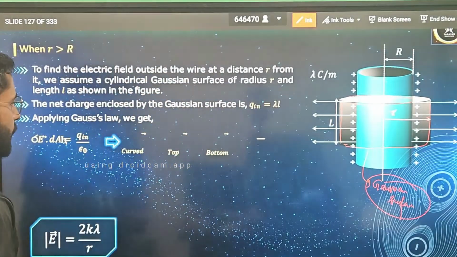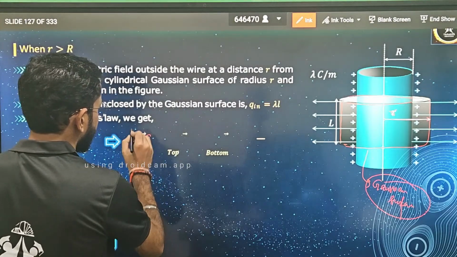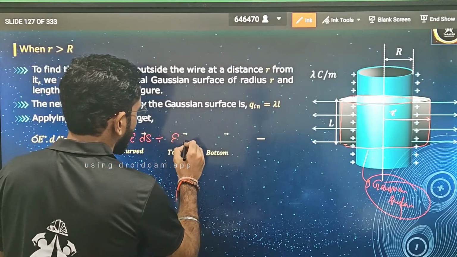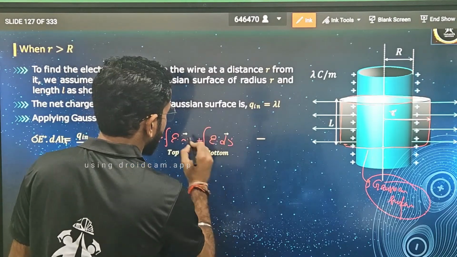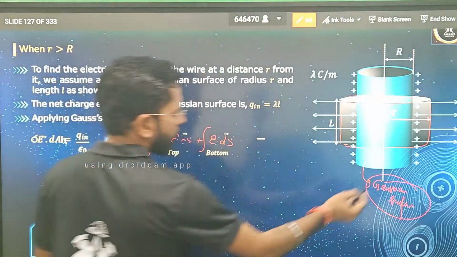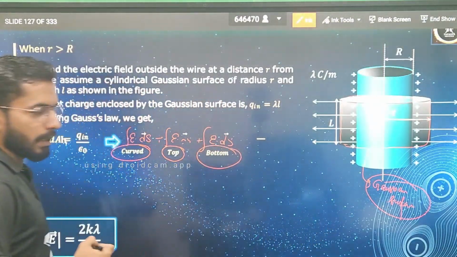Again we'll write the equation: the integration of E dot ds plus the integration of E dot ds plus the integration of E dot ds. I have written this for the complete curved surface. This is the complete rounded curved surface. This is for top, and this is for bottom. Now students, you answer me.